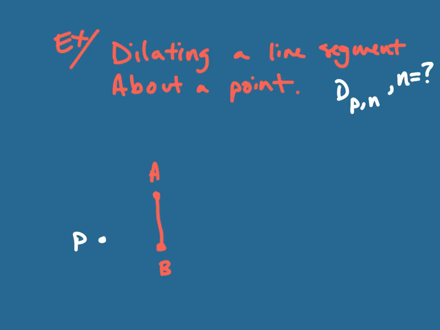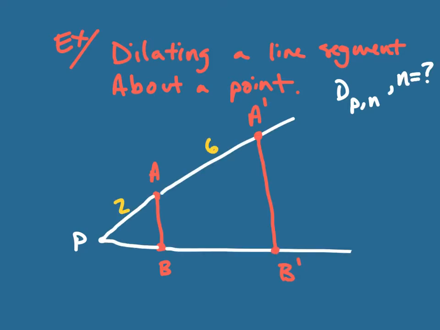So let's say that we have this. Let's say that we take segment AB, we dilate it about point P, and we get segment A prime B prime. So what we want to figure out from this picture is our scale factor. Now here's what I know: the length between points P and A is 2, and the length between A and A prime is 6.